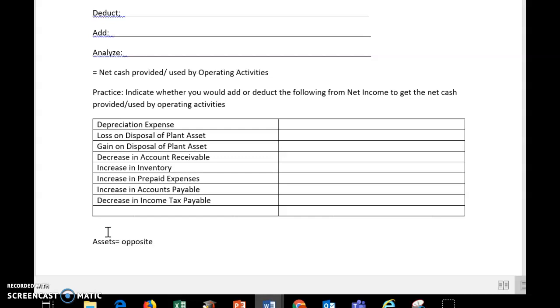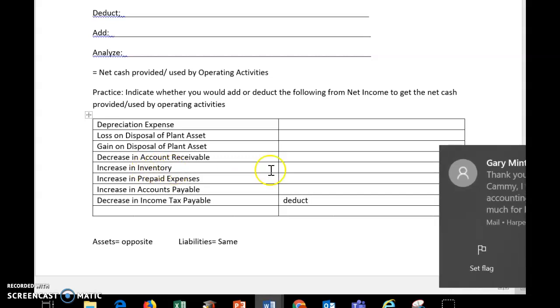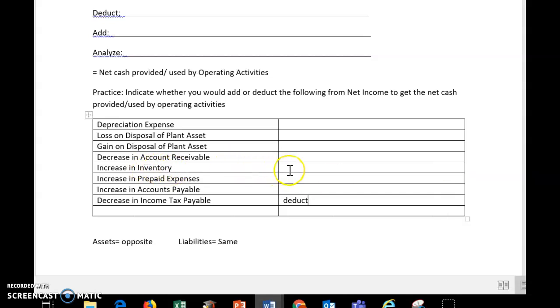And then liabilities, we're going to do the same. What I mean by that is you can see here we have a decrease in income tax payable. That's a liability, so we would deduct that since it was a decrease. Whereas because it's a liability, we do the same. Here, inventory. Inventory is an asset. Since I have an increase in inventory, I'm going to deduct, because assets do the opposite.